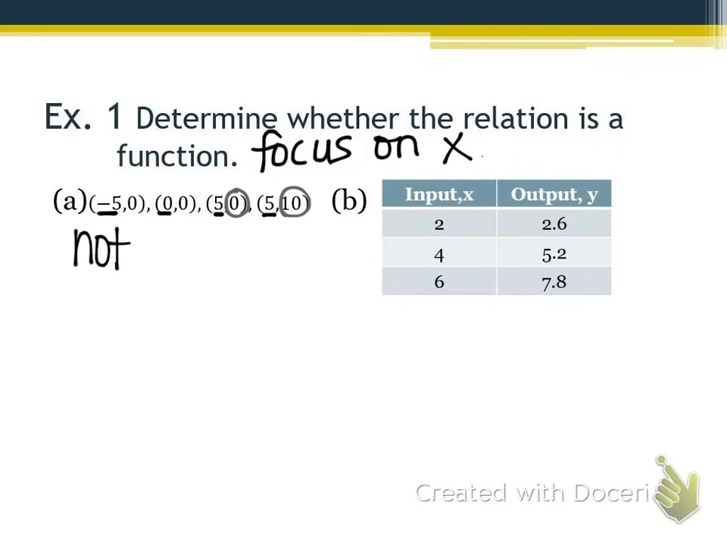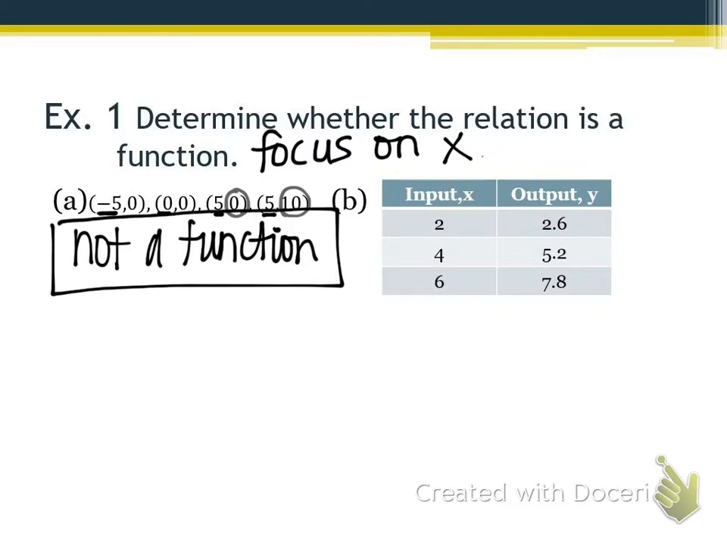Not a function. So if we focus on those x values, if none of them repeated, we'd be in good shape. It'd be a function and we wouldn't really have to think anymore. But because we had an input that repeated, now we've got to check those outputs. And the outputs are different. So there's not exactly one output for each input. So this is not a function.